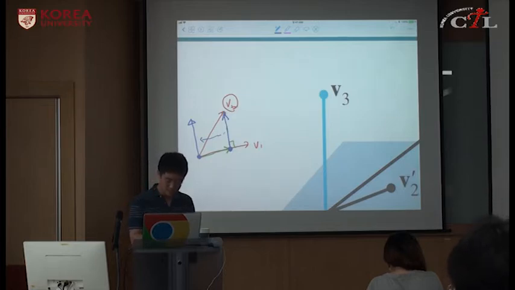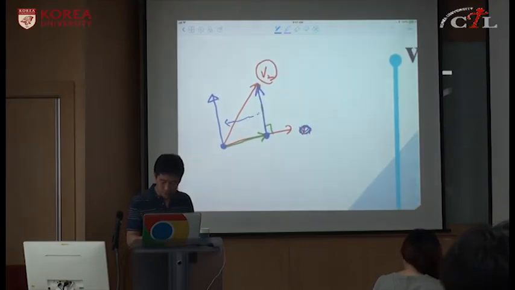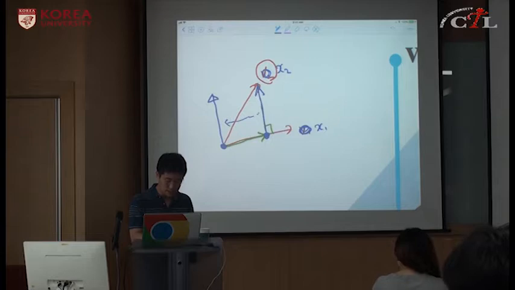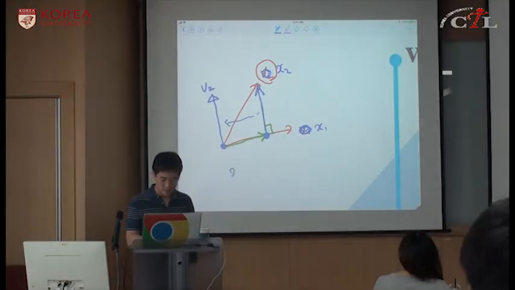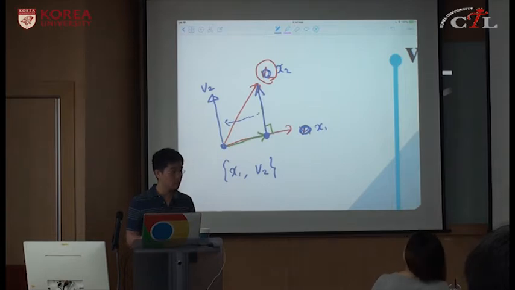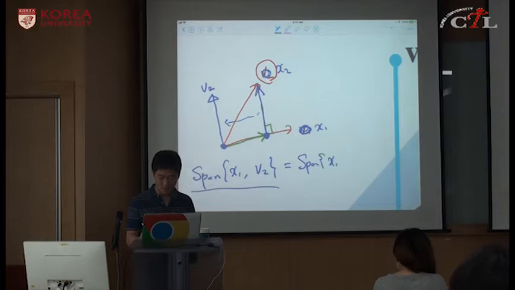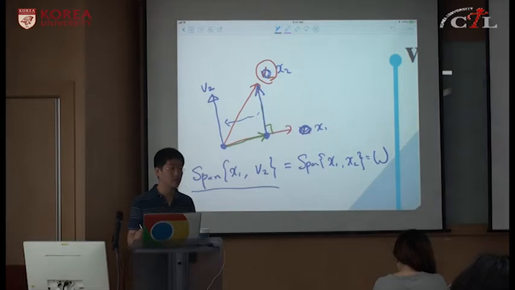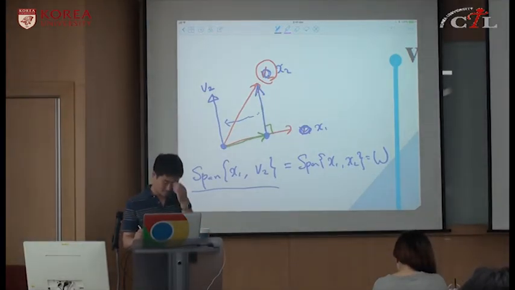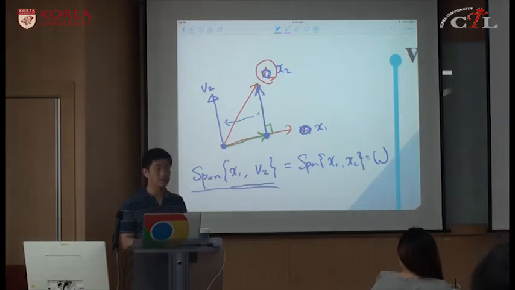So initially we are given x1 and x2, right? And then this is v2, right? So, leaving x1 as it is and v2, they are orthogonal, as we saw earlier, and so they are obviously linearly independent. And the point here is that the span of these two is the same as the span of x1 and x2, which are our subspace W. So that way we found x1 and v2 as our orthogonal basis for our subspace.